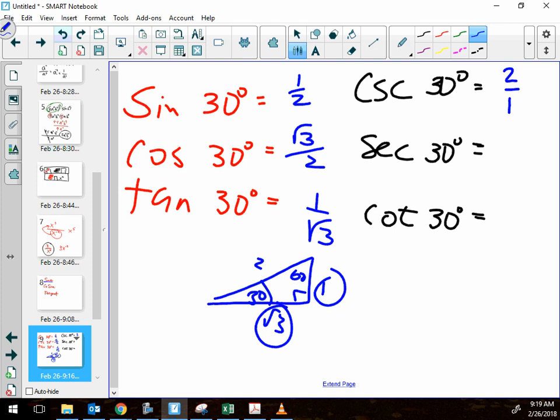How about the next one? Secant. 2 over root 3. And last but not least, the cotangent. Root 3 over 1. Now, you can simplify these, of course. You could just have said 2. Why do I include the 1? To make it clear that I've got 2 sides there.